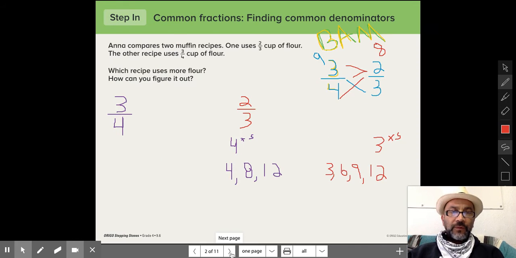Now, what they did is they had a question. Anna compares 2 muffin recipes. One uses 2/3 cups of flour. The other uses 3/4 cups of flour. Which recipe uses more flour, and how can we figure it out?